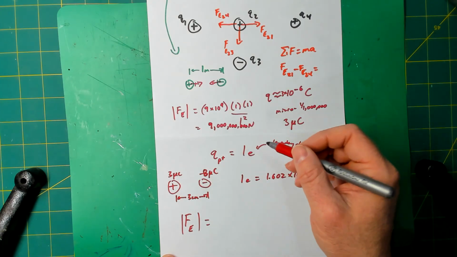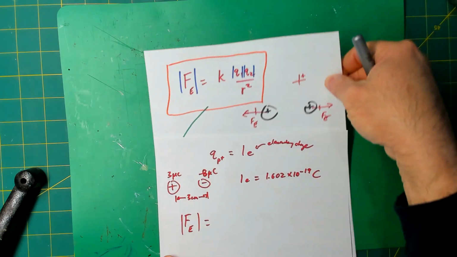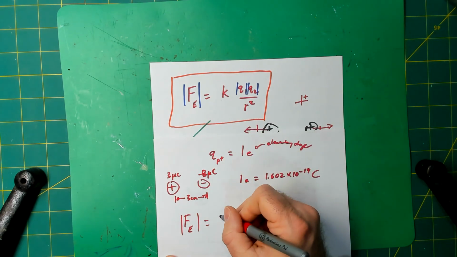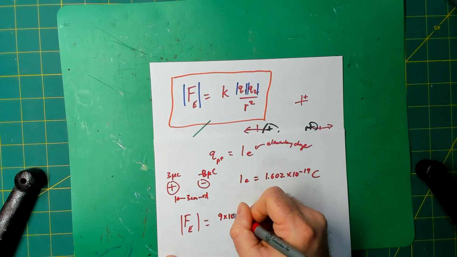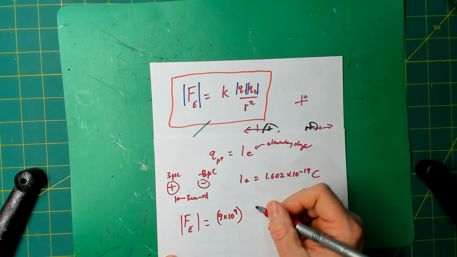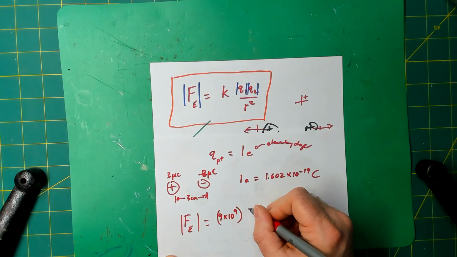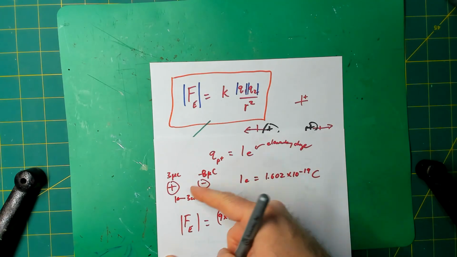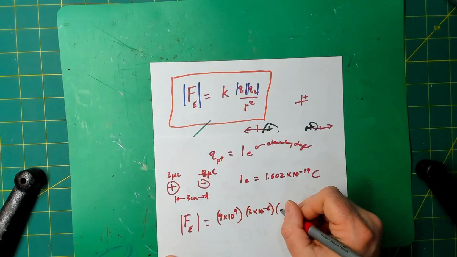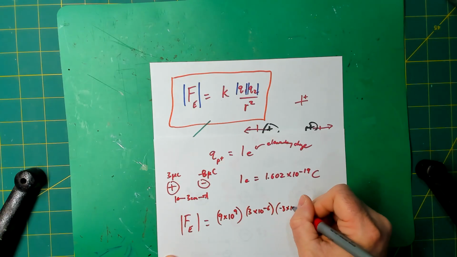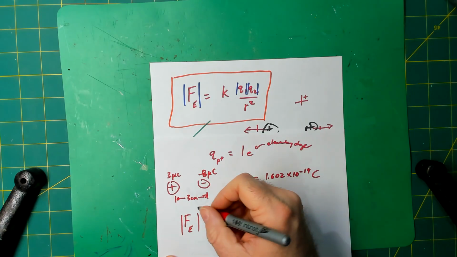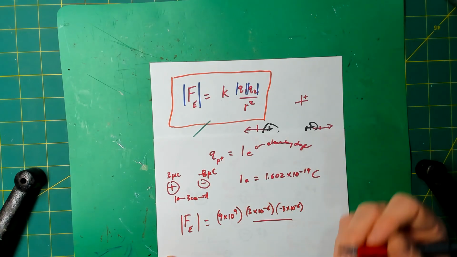Then when I solve this, I'm using my equation, k q q over r squared, Coulomb's law. My k is going to be 9 times 10 to the 9. My charge on the first one is going to be 3, and the micro means 3 times 10 to the minus 6. And the other charge is negative 8 times 10 to the minus 6. That's negative 8 microcoulombs.